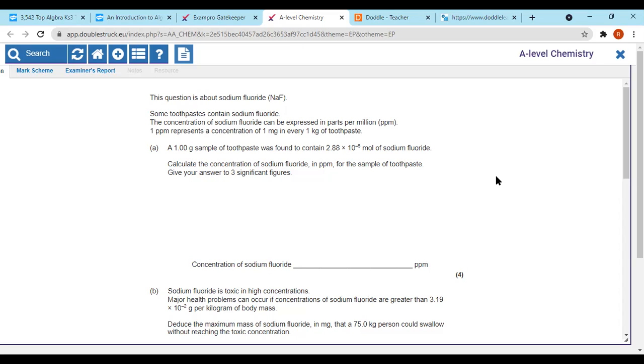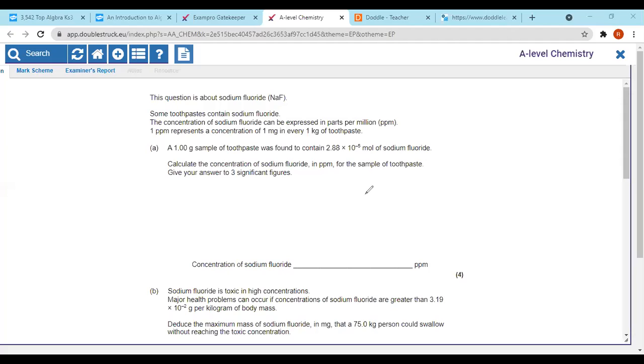So basically, the question says that a 1 gram sample of toothpaste was found to contain 2.88 times 10 to the power of minus 5 moles of sodium fluoride. And you were asked to calculate the concentration of sodium fluoride in parts per million for this sample of toothpaste, and to give your answer to 3 significant figures. So let's have a go at working through this question.